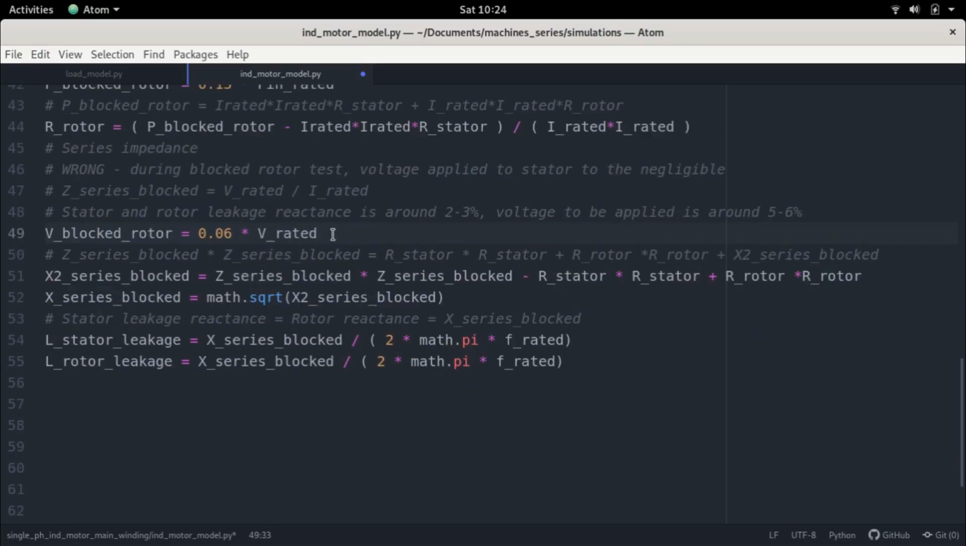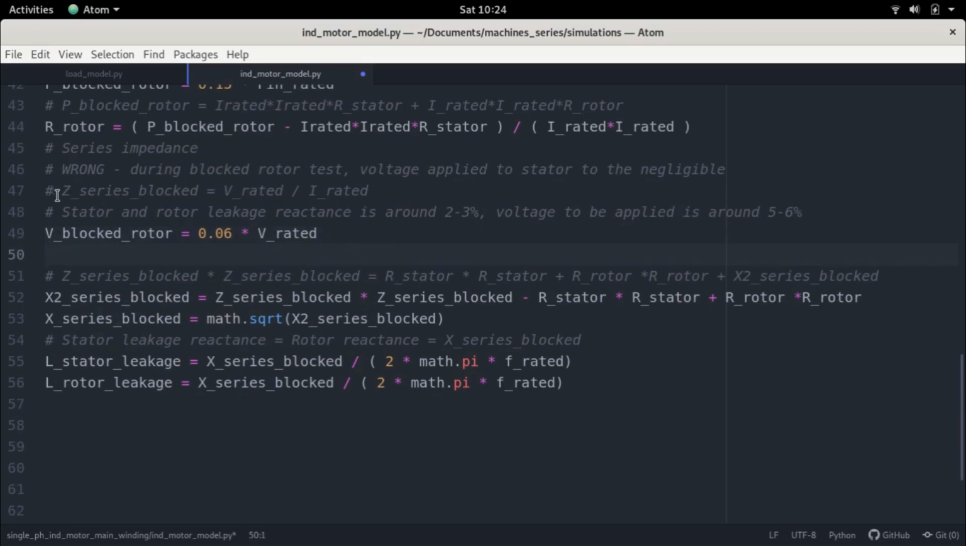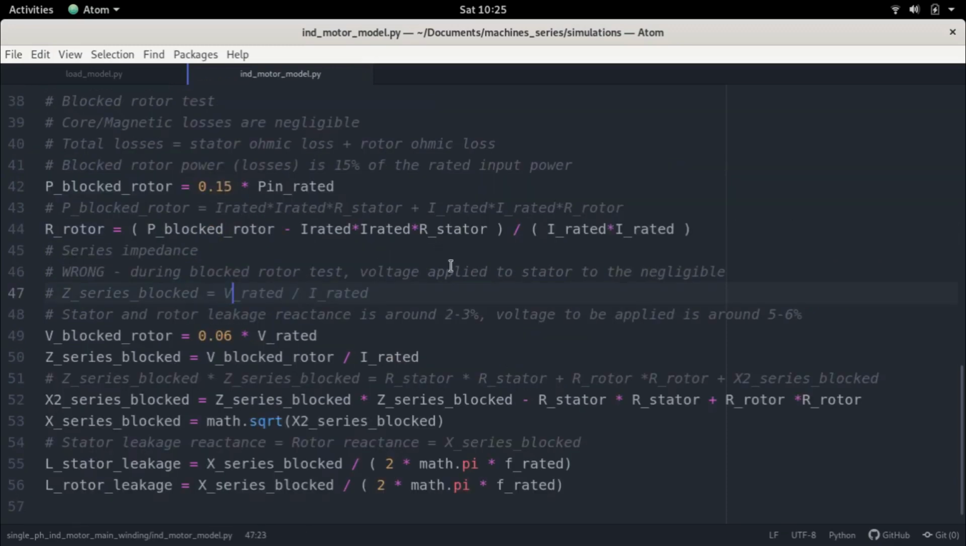Now once we have this, we can calculate this Z series blocked. I'm just going to compute this, but I'm going to replace this V rated with the V blocked rotor. So this is the new computation of the series impedance with respect to this low voltage that is applied during the block rotor test, right? And with this, the rest of the computations should be the same.